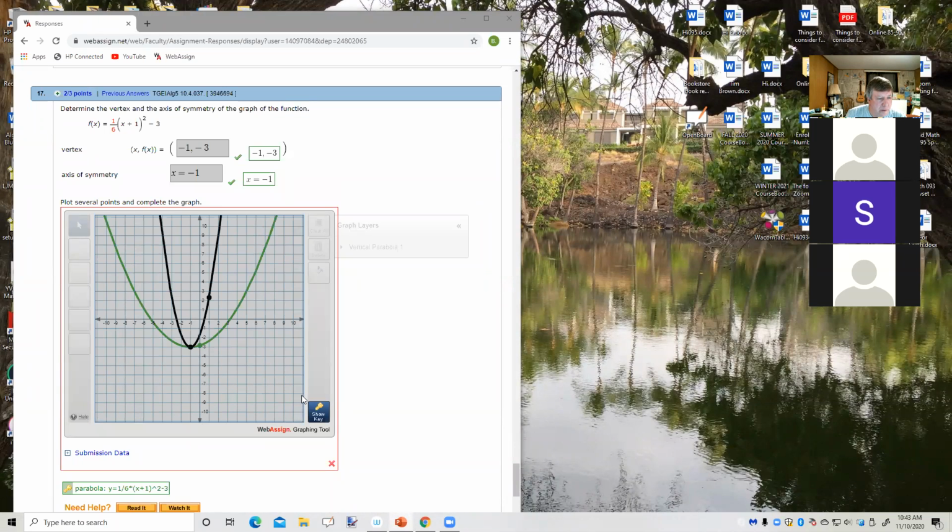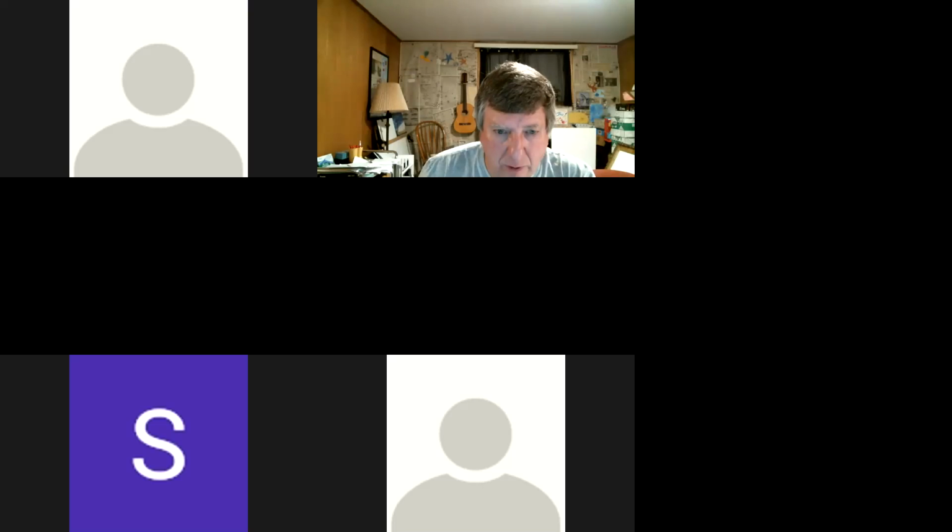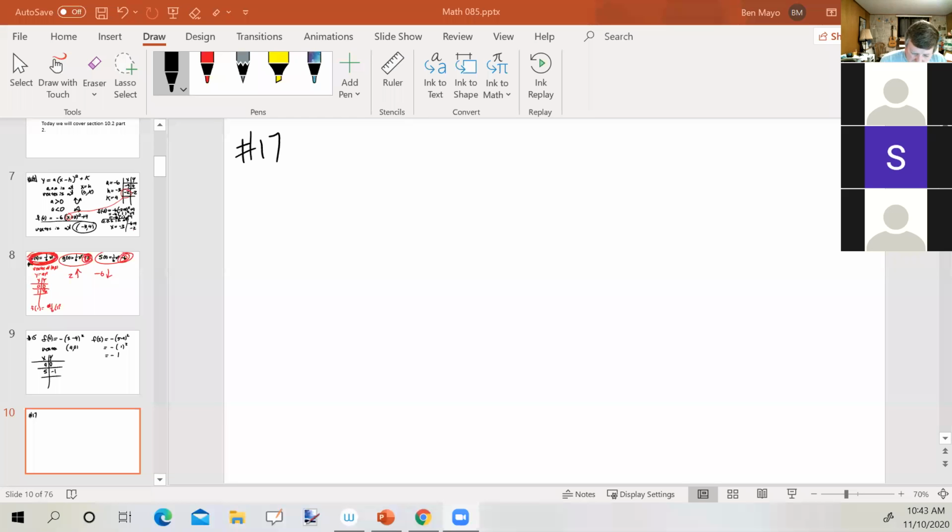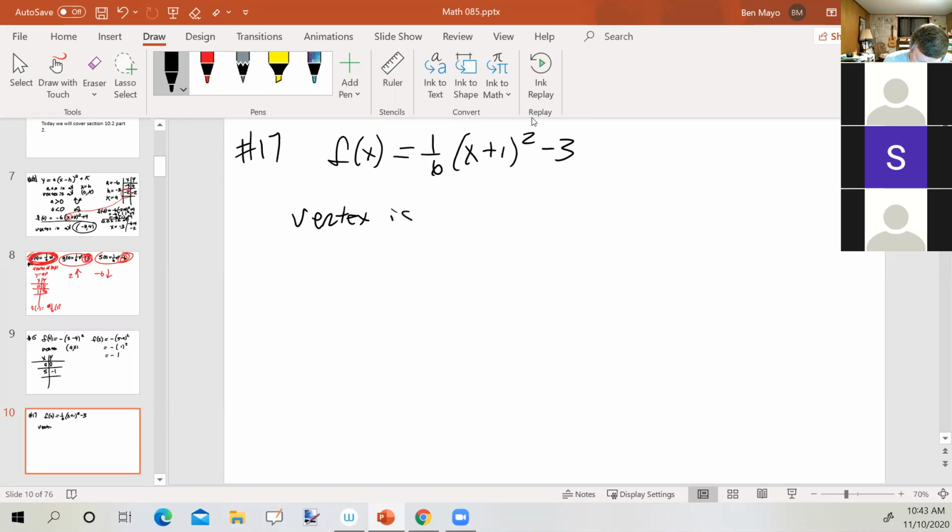And let's see here. Looks like we've got the same issue where the vertex and axis of symmetry they got correct. The vertex they graphed correctly, but that second point was the issue. So let's take a look here. We've got f of x equals 1/6 times the quantity x plus 1 squared minus 3. We know that the vertex is at negative 1, negative 3.